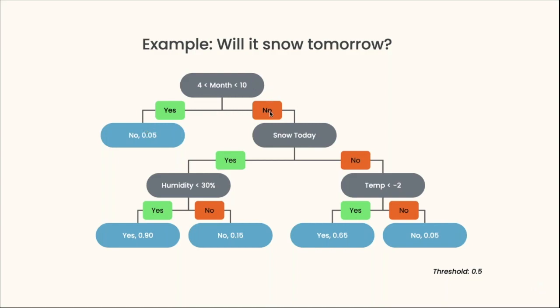But if we say no, it is one of the more wintry months, we get different questions like, did it snow today? Is the humidity less than 30%? And then is the temperature less than -2 Celsius, for example? You'll see that these have a no or yes answer to will it snow, but along with that, you get a prediction score. Usually the default threshold for a decision tree is 0.5, meaning that if the prediction score is less than half, then the answer is no. But if it's greater than 0.5, then it's yes. The threshold is something you can change, but usually 0.5 works for binary problems.